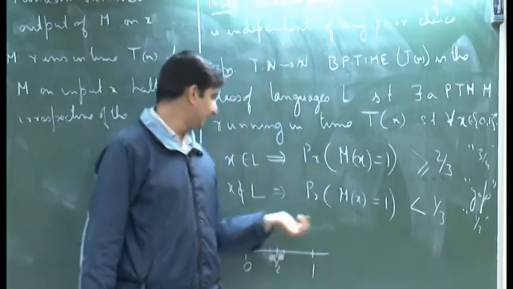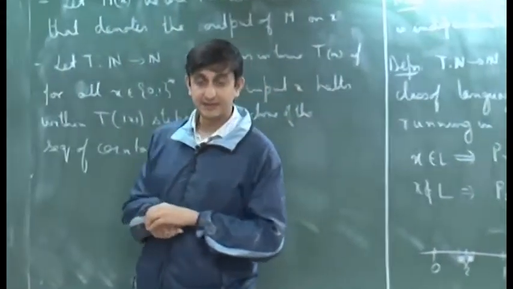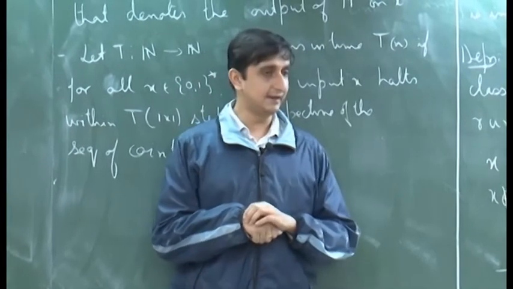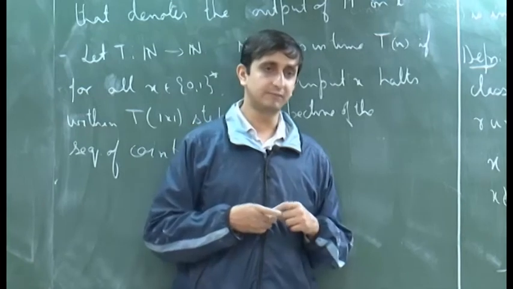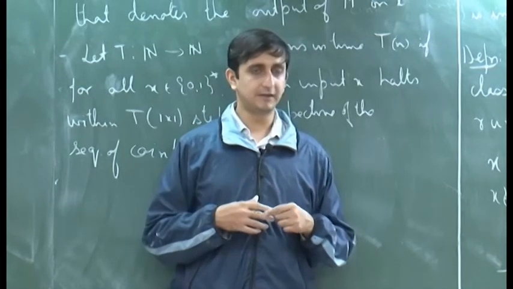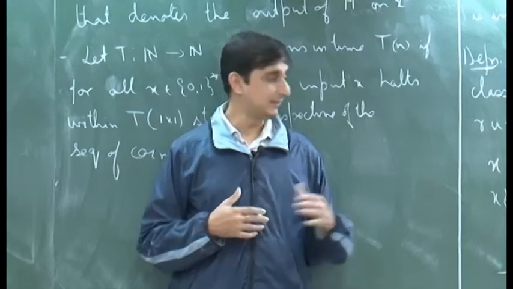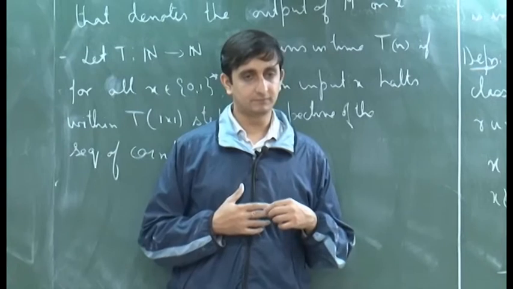The only thing that we are guaranteed is that the probability is less than 1/3. So, there is a non-zero probability that the machine can make an error for both types of inputs, whether that input belongs to the language or that input does not belong to the language. The only thing that we are guaranteed is that that probability is quite small.